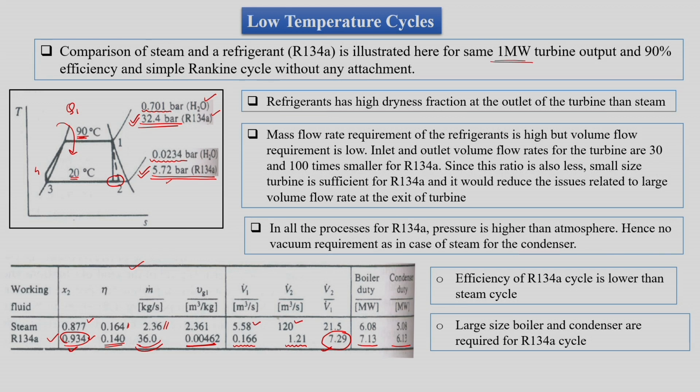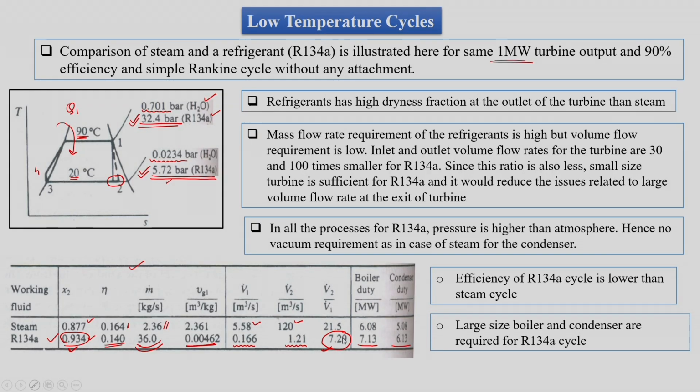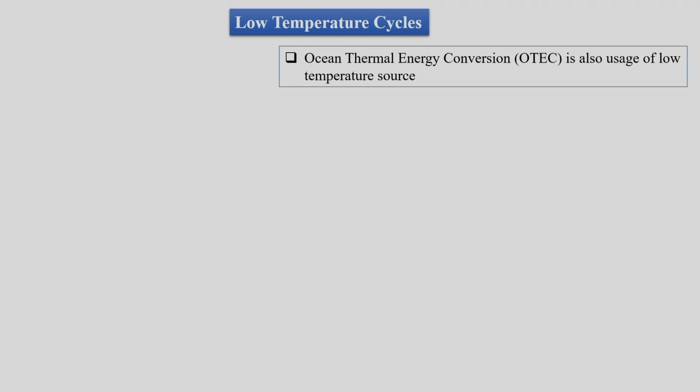But here, we should note again that we are using the waste heat available from an industrial process. We are either using geothermal energy or trying to use the energy from solar radiation. So, the energy for the boiler duty is freely available to us, and we are not burning any fuel for that. Noting this, low temperature cycles are used for electricity generation, although they are supposed to have higher capital cost. There is one more option of a low temperature cycle, called ocean thermal energy conversion.